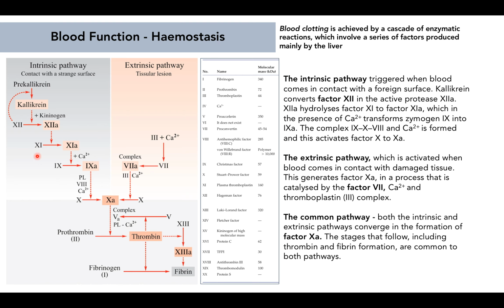Either way, whether you want to go through 12, 11, 9, 10, or you want to go through 7 to 10, it will all merge into the activation of factor 10 into factor 10A. Factor 10A will then activate prothrombin into thrombin, and then thrombin will activate fibrinogen into fibrin. And once we have fibrin, we have the hemostatic plug.